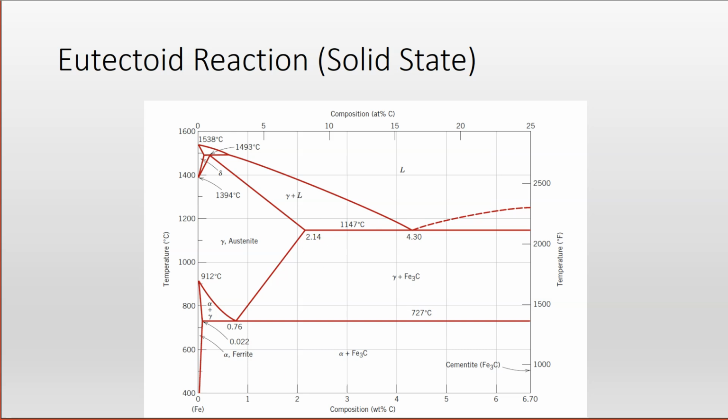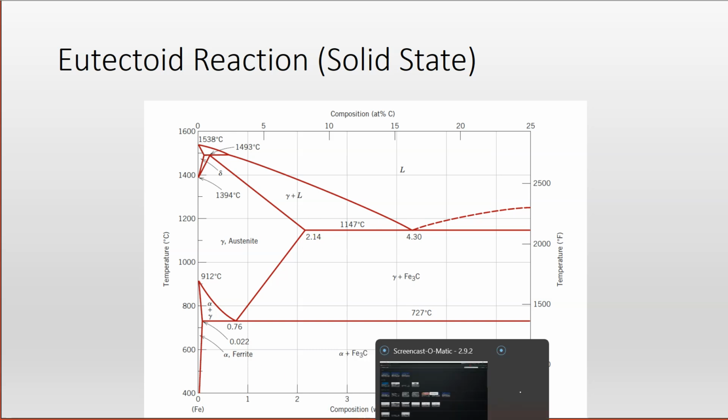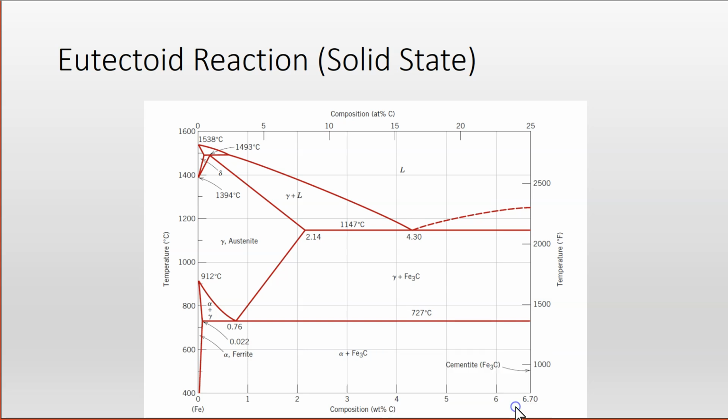In the previous section, we looked at the eutectic reaction. In the eutectic, the liquid separates into two solid phases. In the eutectoid, the reaction is completely in the solid state. We have a solid solution which then separates into two phases.